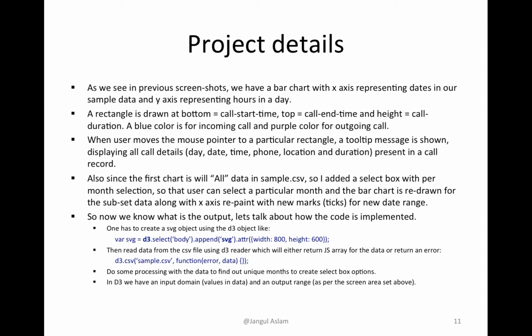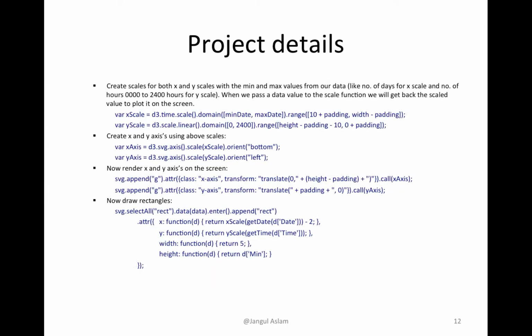And then basically in D3 we have an input domain, which are the values in the data, and then we have an output range, which is the area on the screen where the data will be scaled. So D3 has a concept of scales. We will define two scales, one for the x-axis, the horizontal scale, and one for the vertical scale.